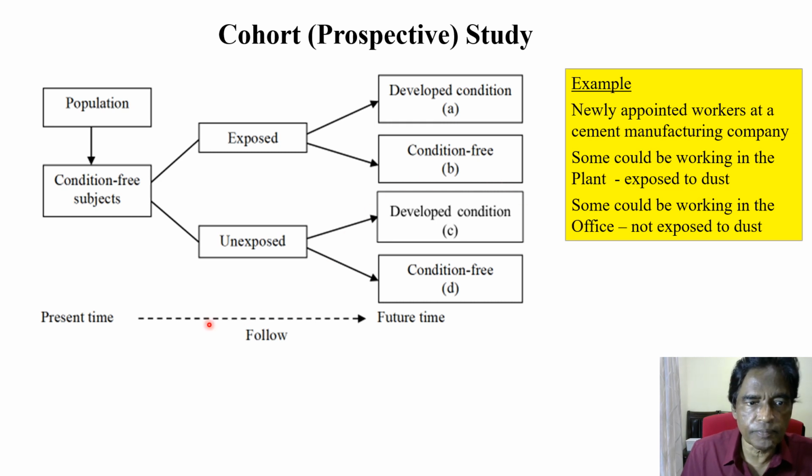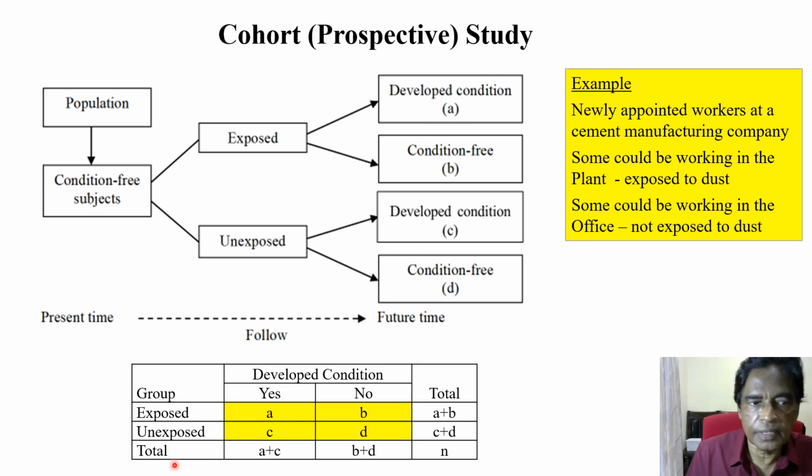Any follow-up, let's say 6 months. After 6 months, do they develop the condition? What condition are we talking about? Exposed to dust, there could be some lung ailment, or continuous coughing, whatever it is. So have they developed the condition? So A is the number exposed and developed the condition. B, also exposed but did not develop the condition.